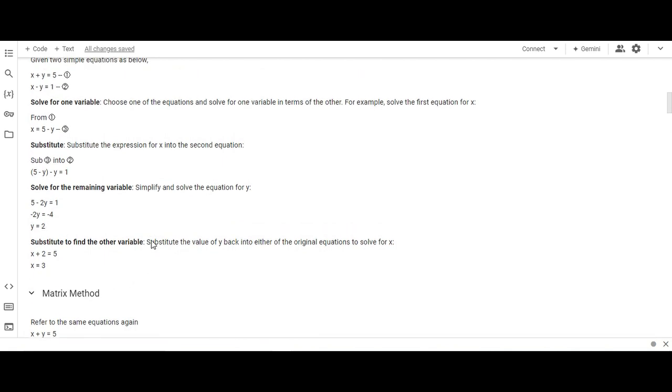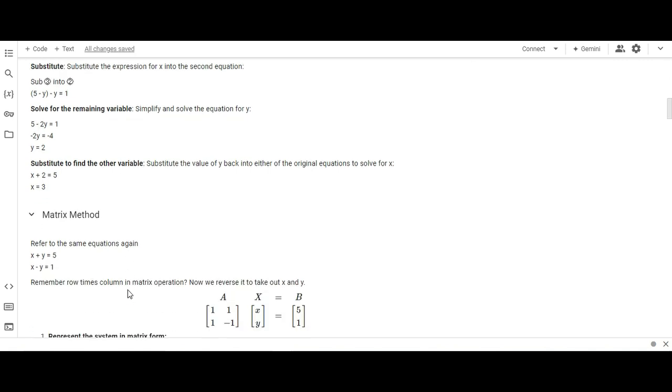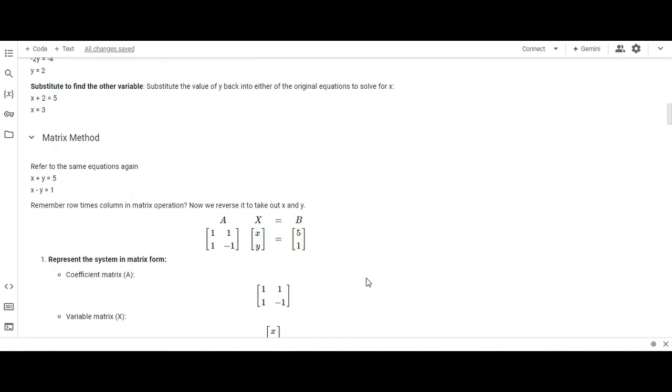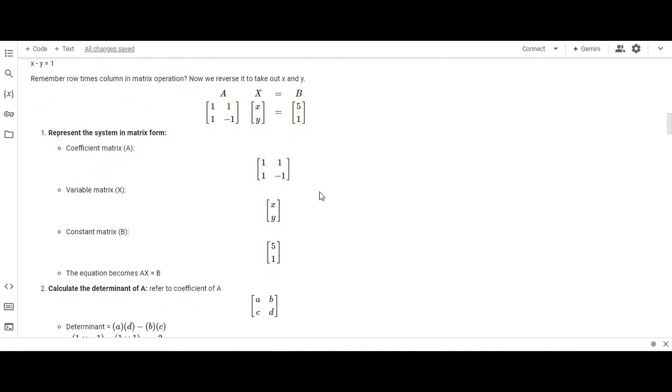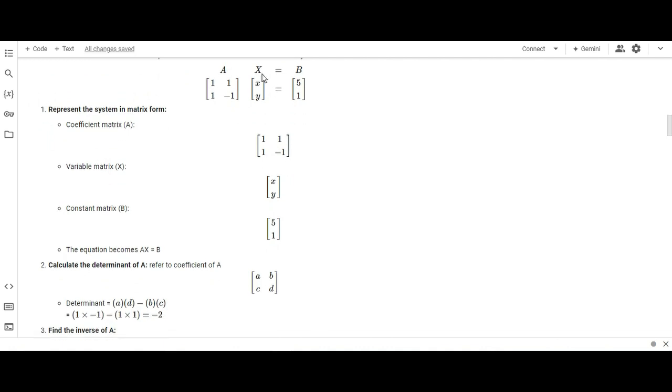Let's say we refer to the same equation again, but this round we do it using the 2 by 2 matrix method. So we can take out the x and y, and we have the equation re-represented in matrix form. Now we have Ax equal to b. In order to solve for x, we multiply both sides by the inverse of A so that we get x equal to the inverse of A multiplied with b.